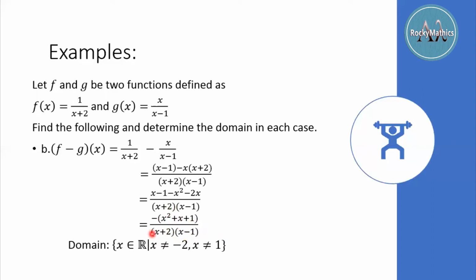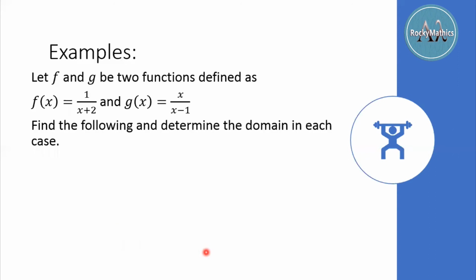Okay, so these are the values that can make the function undefined. Therefore, the domain of the difference of the two functions is the set of all real numbers such that x is not equal to negative 2 and x is not equal to 1, which is the same as the domain of the sum of the two functions. Okay, next is the product of two functions. Now, f times g of x, all we have to do is just to follow the formula.